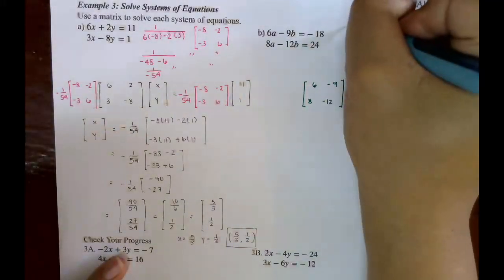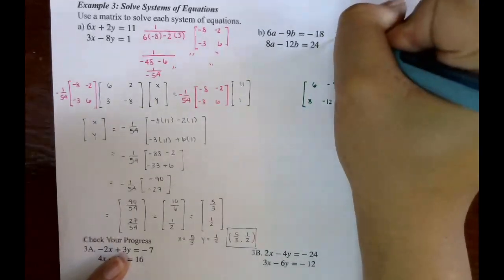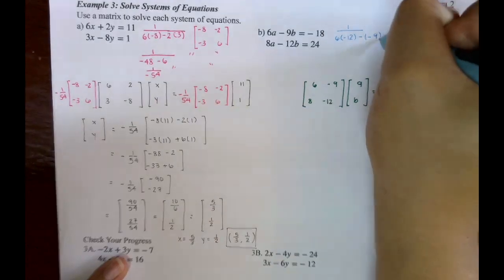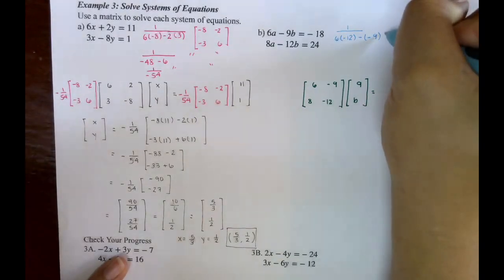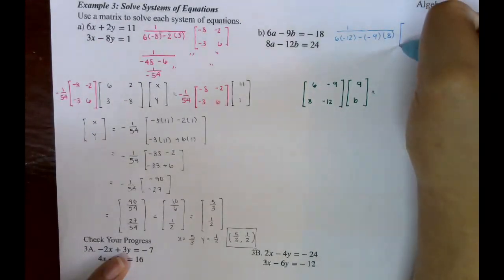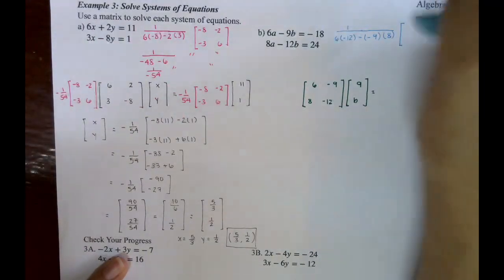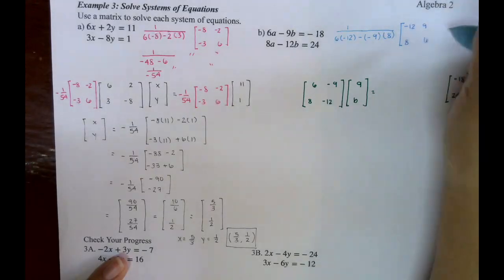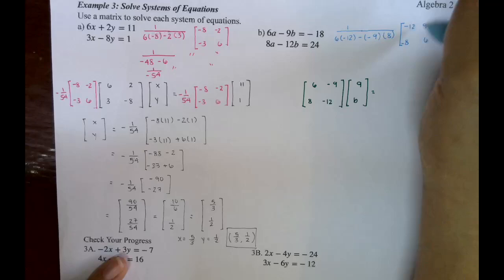Okay. It's going to be 1 over A times D, so 6 times negative 12, minus B, which is negative 9, times C, which is 8. Okay. Then the matrix part, A and D are going to switch places, so negative 12 here and 6 here. And then B and C are going to switch signs, so positive 9 and negative 8.